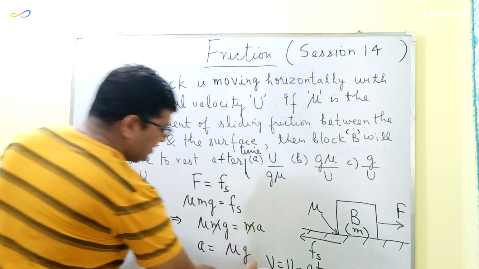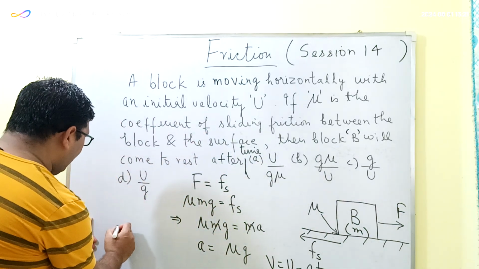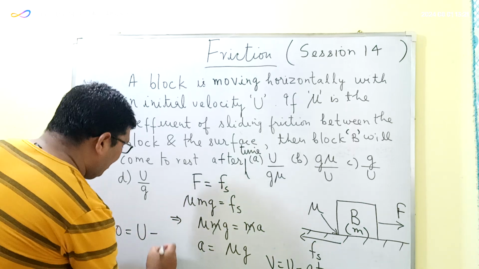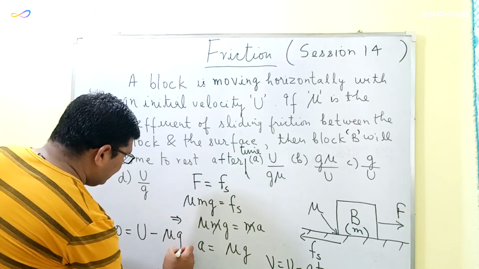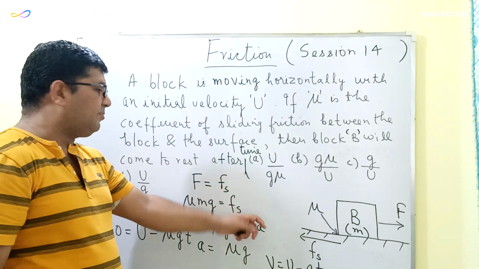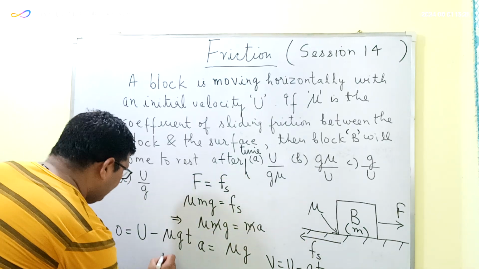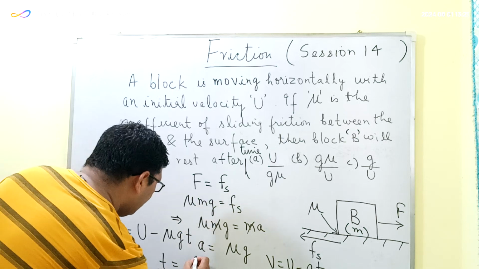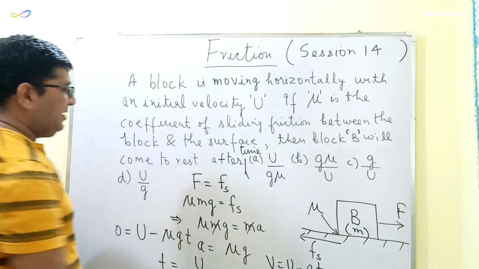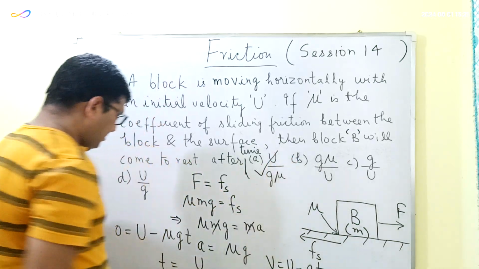If I use this equation, then the final velocity v will be equal to 0. Initial velocity is given as u, minus a t. Now the value of a is mu g, and t is the time taken for this block to come to rest. So the time t will be equal to u upon mu g. So the correct option is A.